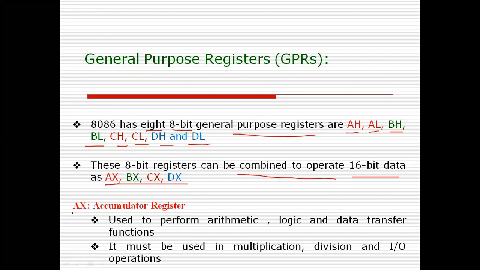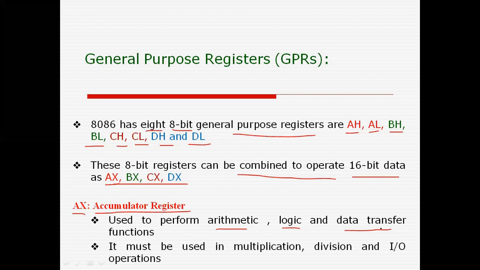Now we can see the function of each register individually. Here AX is the accumulator register. It is named the accumulator register. So AX is used to perform arithmetic, logic and data transfer operations.